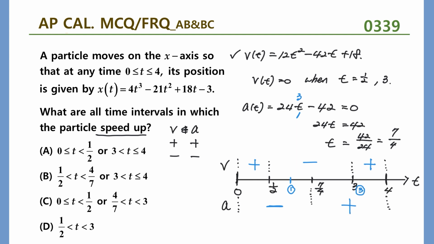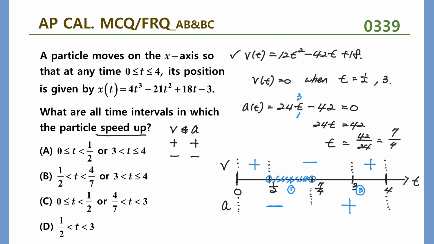Remember, the particle speeds up when velocity and acceleration have the same signs, positive, positive, or negative, negative, right? So velocity is positive from here to here, but acceleration is negative. Velocity is negative here. Acceleration is also negative here, right? So from here to here, this interval right here, they're both negative.